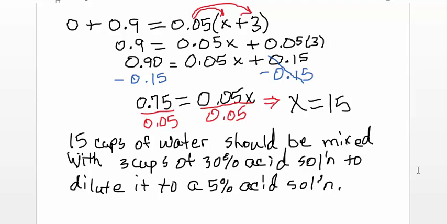An important point is that you realize there is no acid in the pure water. And that's an important point in a dilution. But remember that 0 comes from multiplying 0% times your x cups of water.